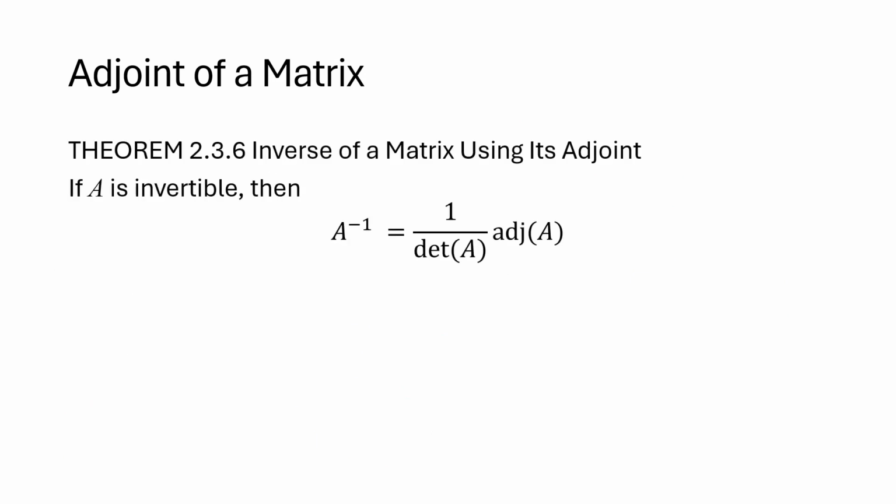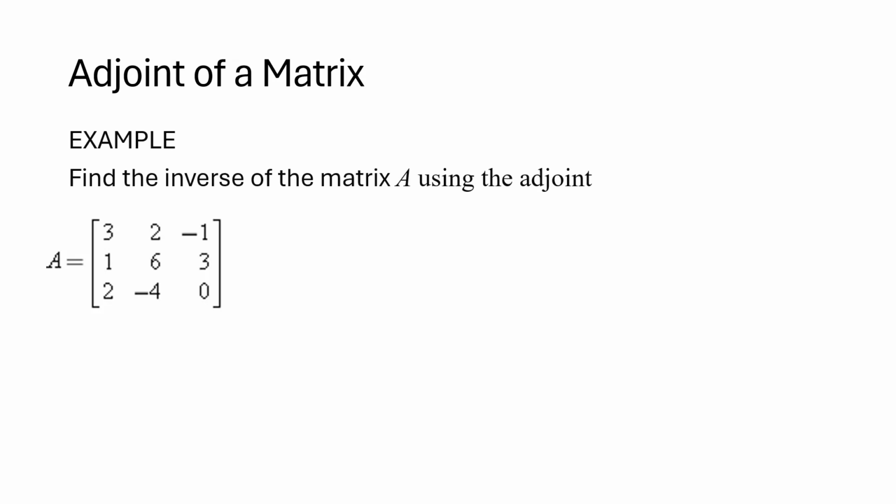Okay, so let's have Theorem 2.3.6, inverse of a matrix using its adjoint. If A is invertible, then the inverse of A is equal to 1 over the determinant of A times the adjoint of A. Okay, so let's have an example using the adjoint to find the inverse of a matrix.